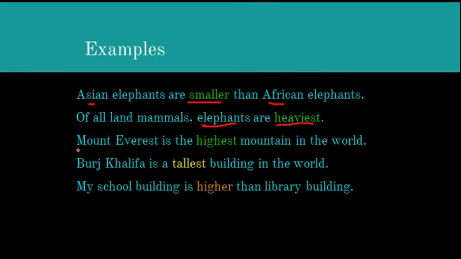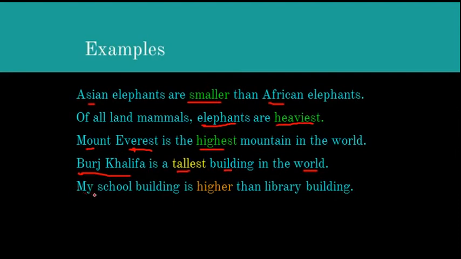Next example: Mount Everest is the highest mountain in the world. Highest. In this sentence, the speaker is talking about all mountains in the world and describing Mount Everest as having more of the quality of height than all other mountains in the world. Next example: Burj Khalifa is the tallest building in the world. So again, in this sentence, the speaker is comparing Burj Khalifa with all the buildings in the world.